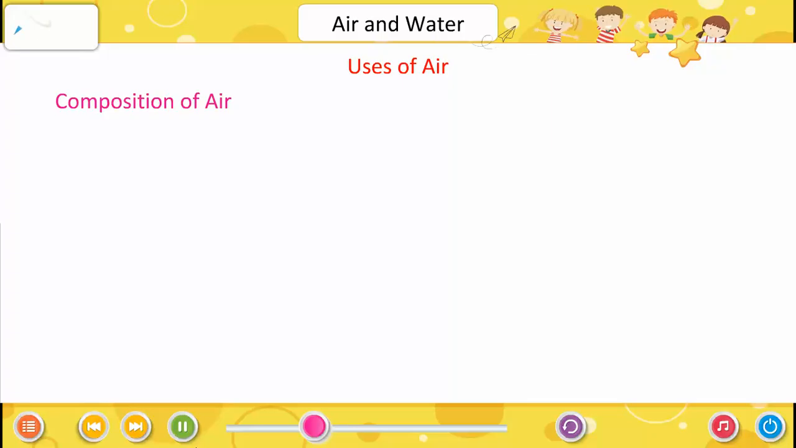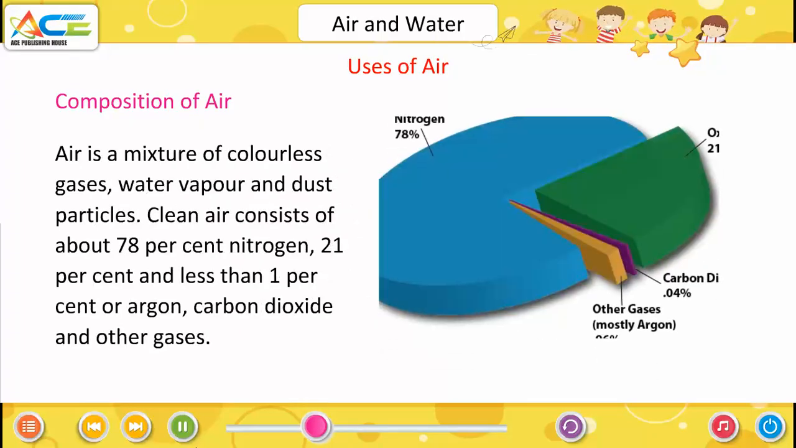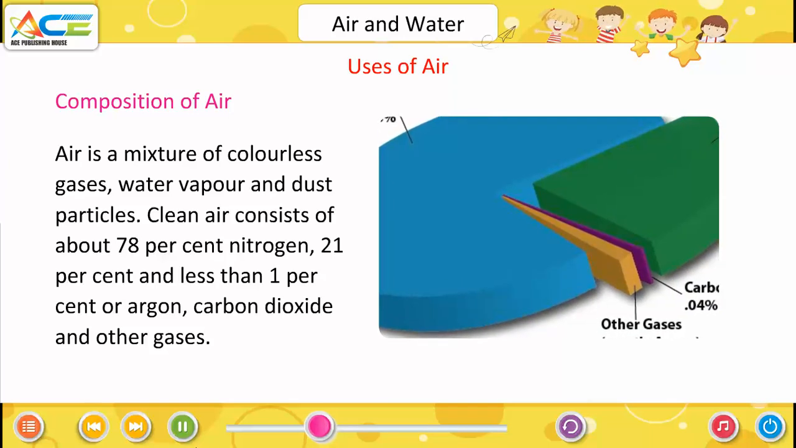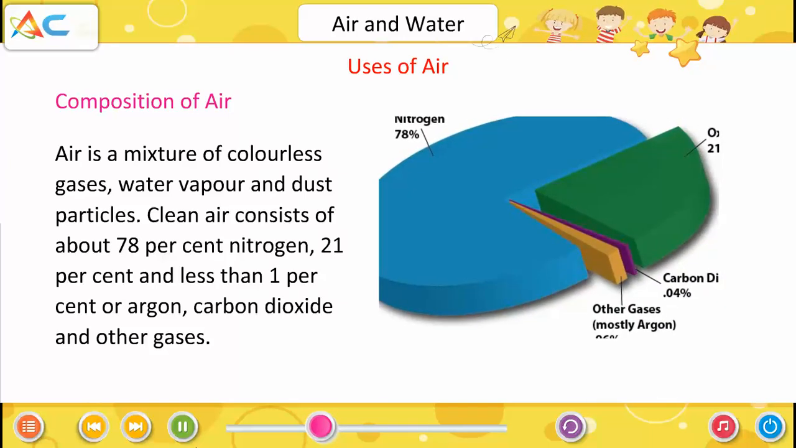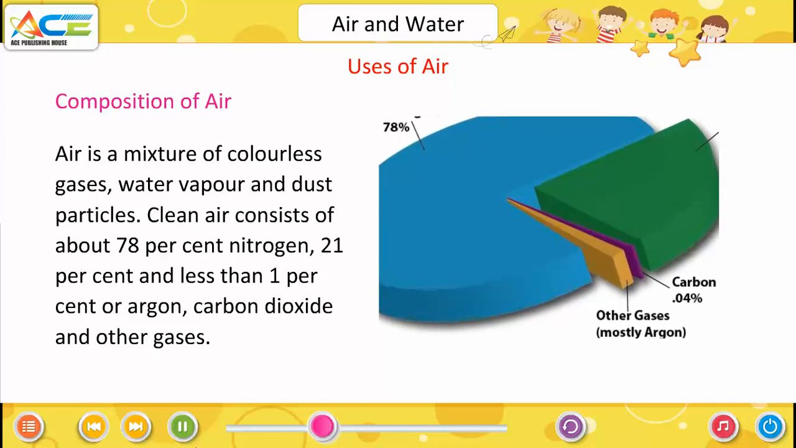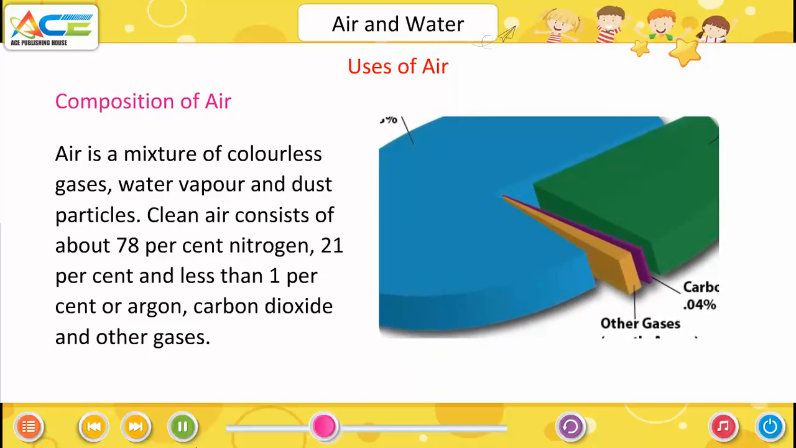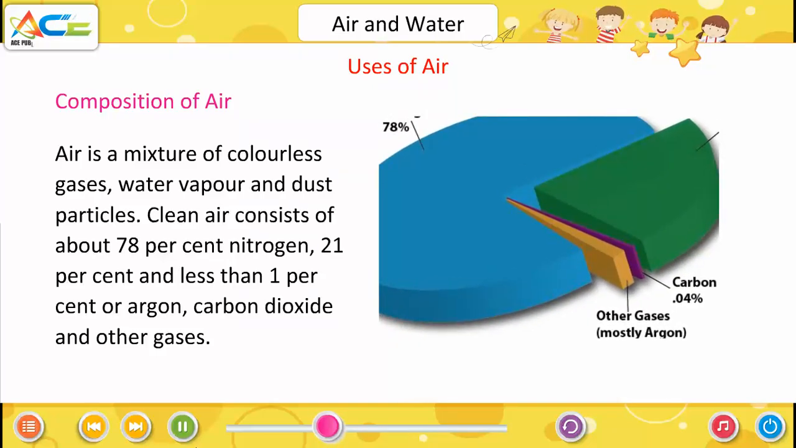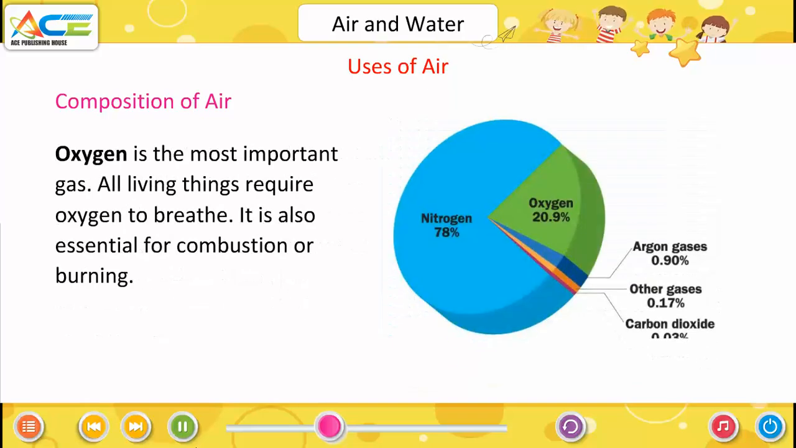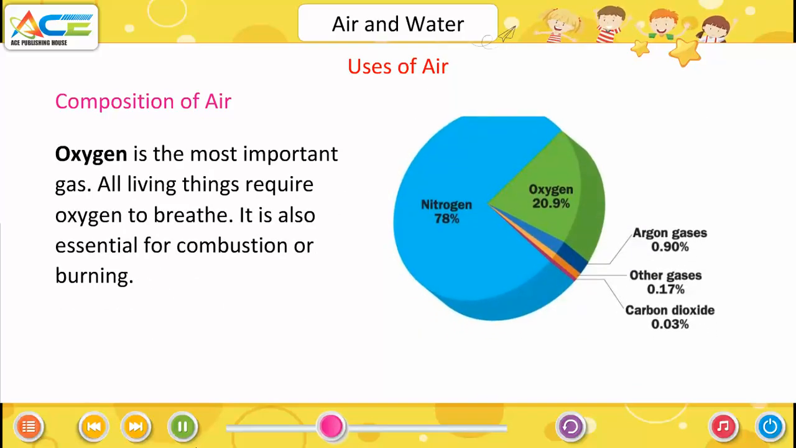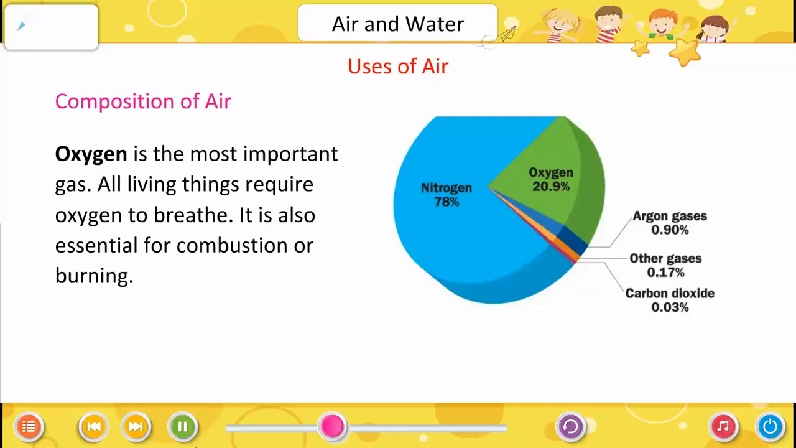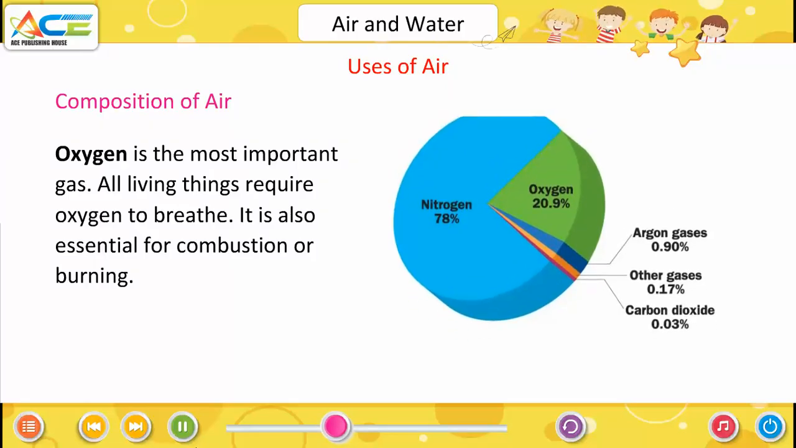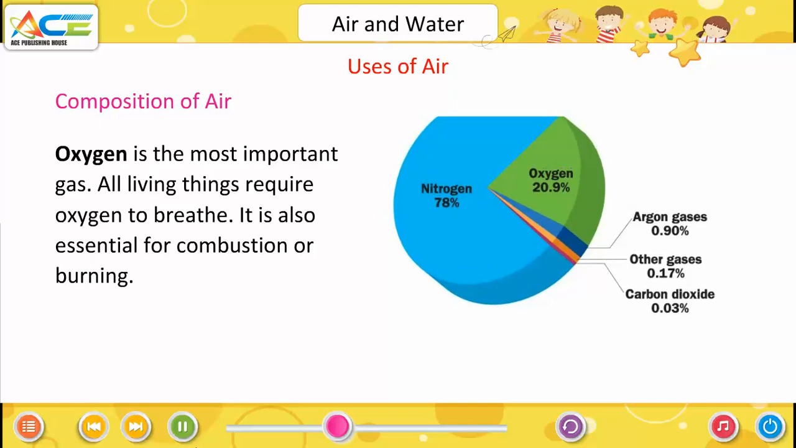Composition of air. Air is a mixture of colorless gases, water vapor and dust particles. Clean air consists of about 78% nitrogen, 21% oxygen and less than 1% argon, carbon dioxide and other gases. Oxygen is the most important gas. All living things require oxygen to breathe. It is also essential for combustion or burning.